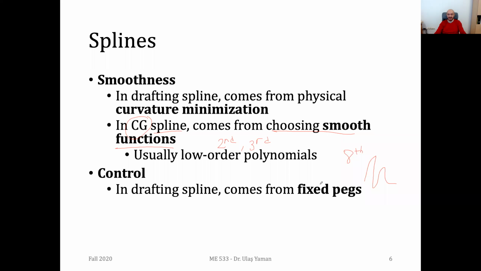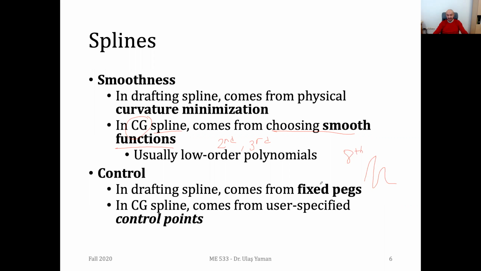And furthermore, how do we control the shape of these splines? In the physical case, by simply moving these fixed pegs, you can obtain various shapes, various splines. But on the computer graphics side, we have an analogy to that, and we make use of control points. Assume that these are control points, you may have such a curve. This is some kind of a spline, and we control this computer graphics spline with the help of the control points.